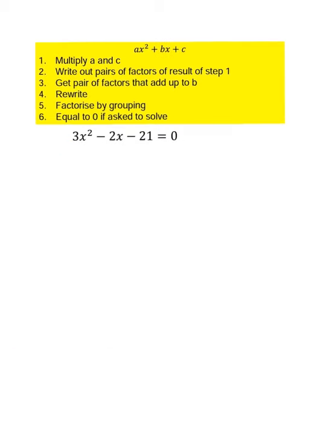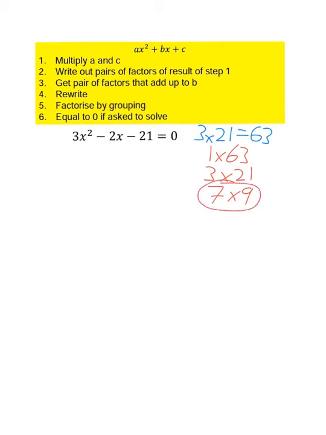Okay, let's try another one. So again, first step, let's multiply a and c. So a here is 3 and c is 21. So 3 times 21 is 63. Now step 2, let's write out the pairs of factors of the result, which was 63. So we can have 1 times 63. We can have 3 times 21. We can have 7 times 9. Now, I can see straight away here that it'll have to be 7 and 9 because that would get me a 2 if I did 9 minus 7.